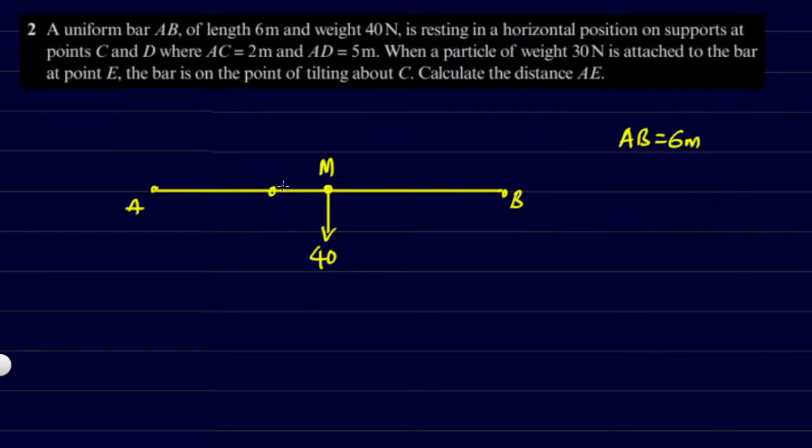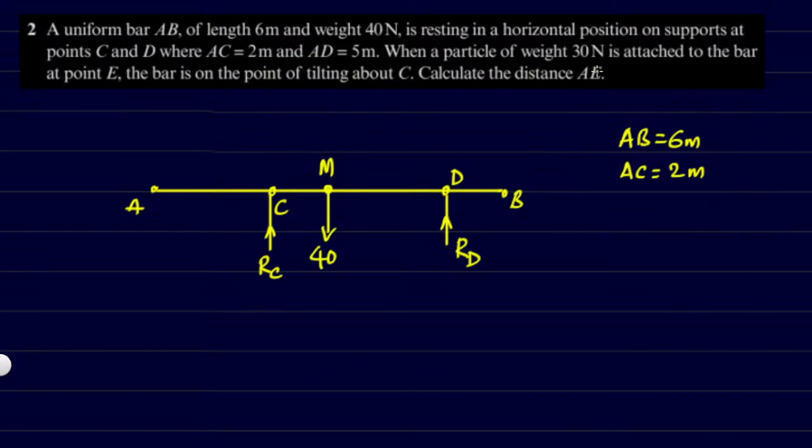AC, let's say this point is C. So AC value is given as 2, and there is a support here. So we will get RC here. Then AD value is 5, which means somewhere here. AD value is 5. And this is again a support, RD.